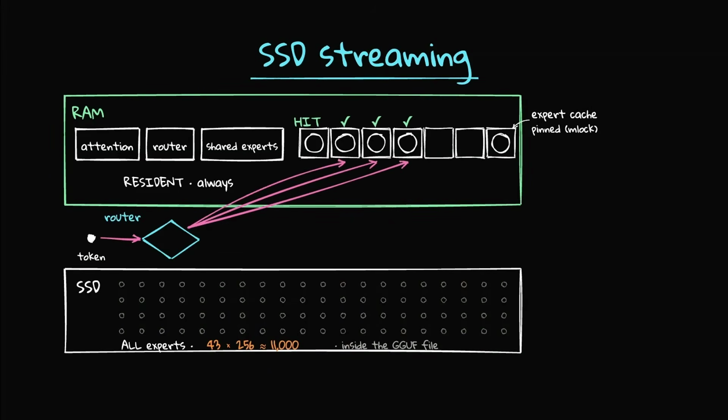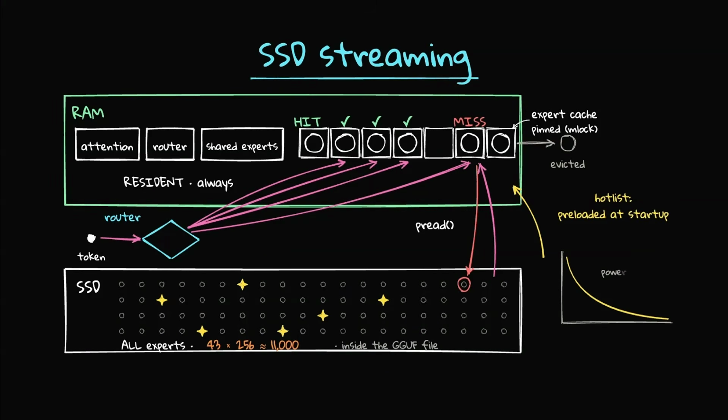file. Now, when the token comes in, the router picks its experts, and if they are already in a cache slot, that's a hit, and it's going to be a fast path. There's no disk involved. But if one misses, the engine reads the single expert straight off of the SSD, drops it into the slot, and evicts whichever expert has been cold for the longest.